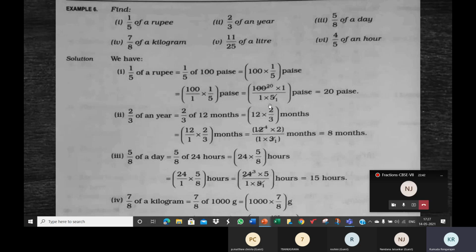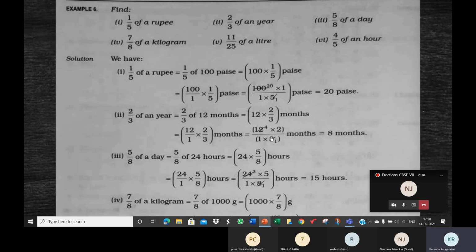So 12 into 2 by 3 months. Now 12 means 12 by 1, and this one is into 2 by 3. Next, we need to multiply the numerators, multiply the denominators. You can see that here.